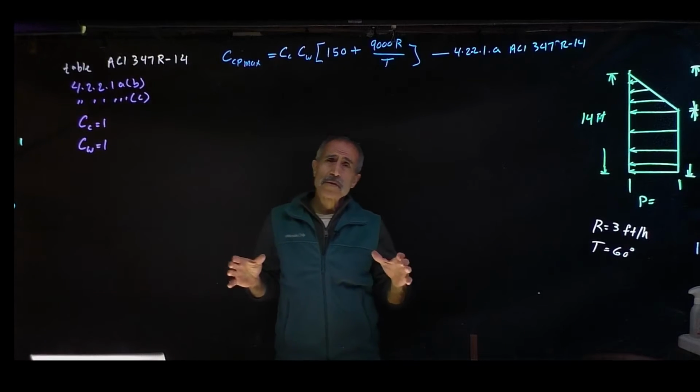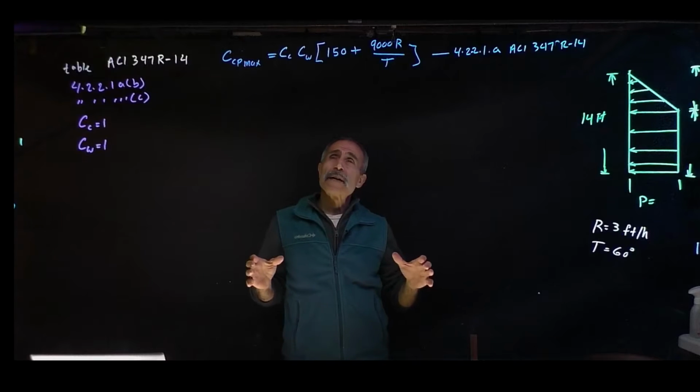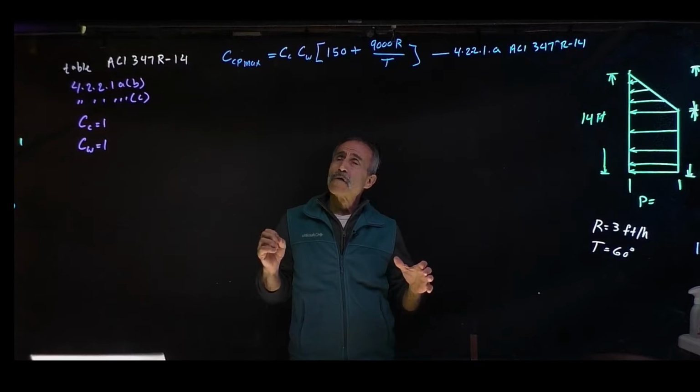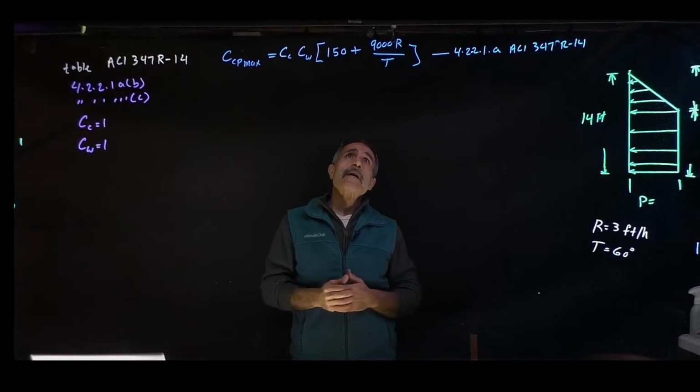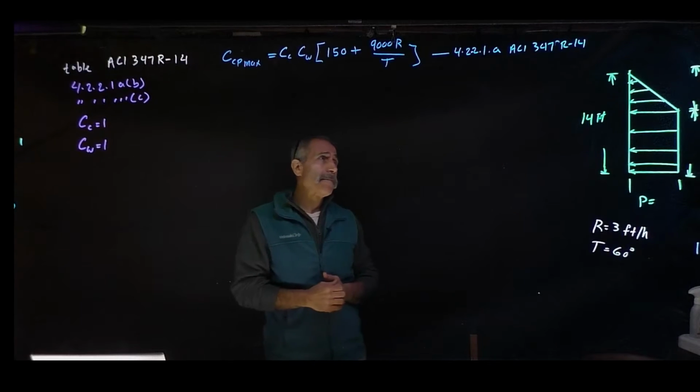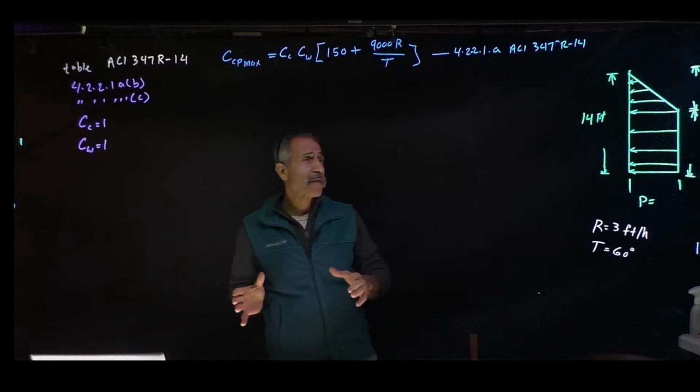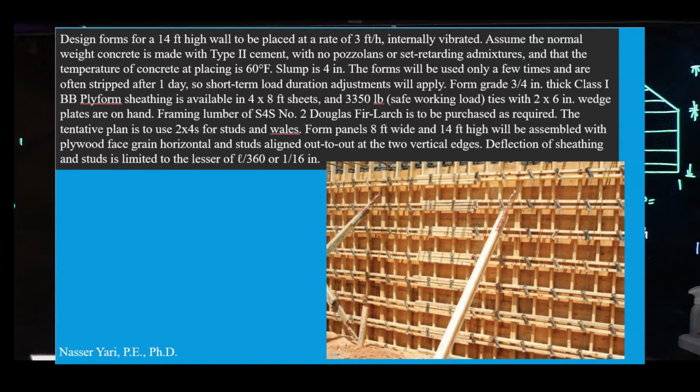In this lecture we're going to design a form for a wall. It could be an abutment wall form, and the criteria we have: the wall is 14 feet tall, the rate of placement we want to use is 3 feet per hour, and the temperature for placing the concrete is about 60 degrees.